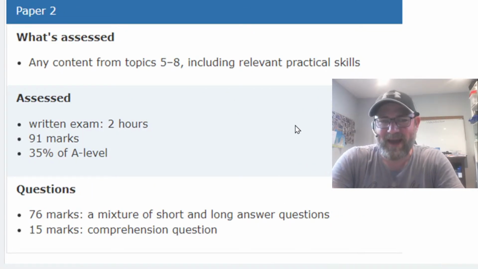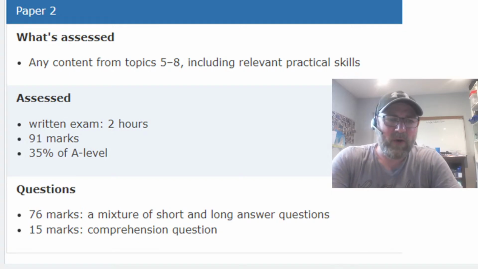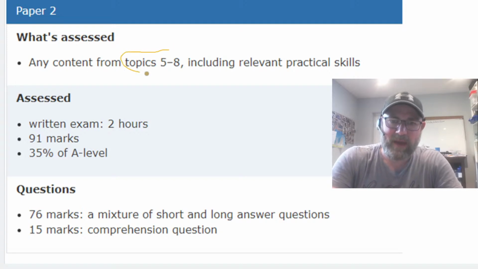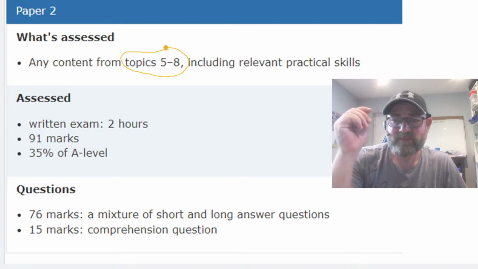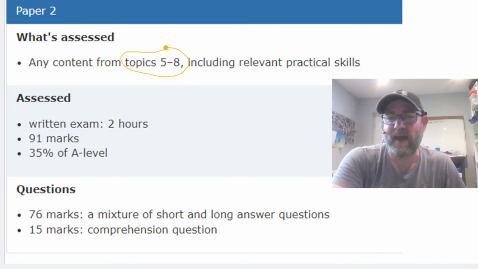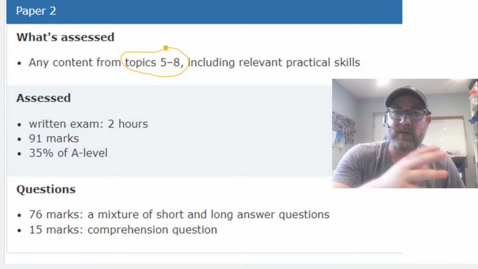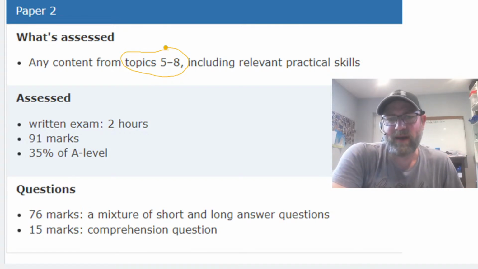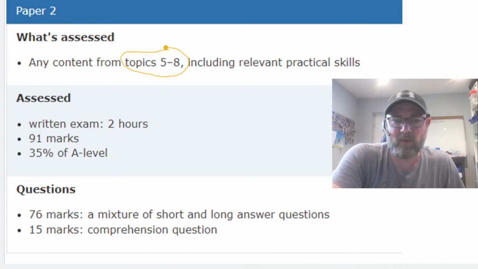So let's look at the other exams you would have to do if you're going to do AQA A-level. You've also got paper 2, which is the second exam you do for AQA. And this covers topics 5 to 8. Now, topics 5 to 8, I'm going to go through what the different topics are, the different stuff you're actually going to study in a minute. This is only a quick live tonight, like half an hour to just go through what you can expect if you choose to do A-level biology.